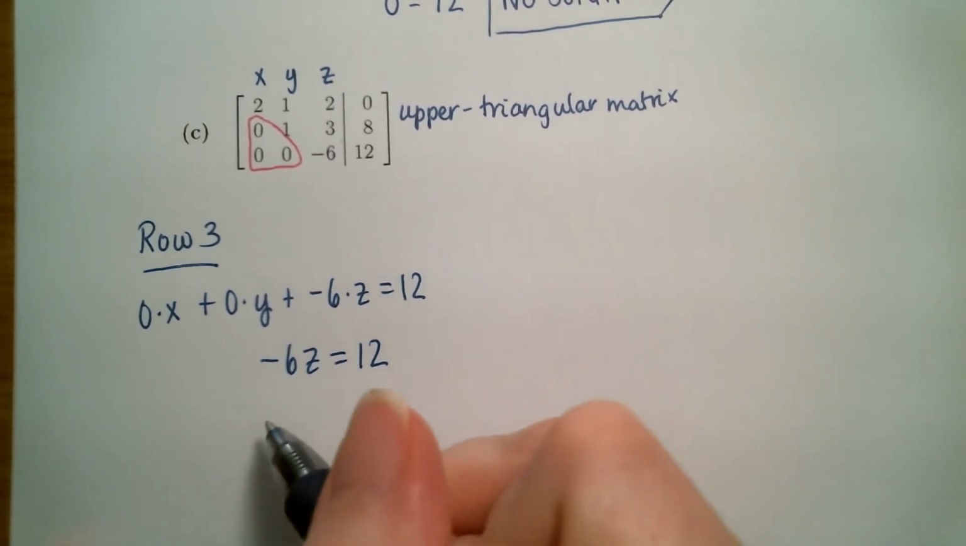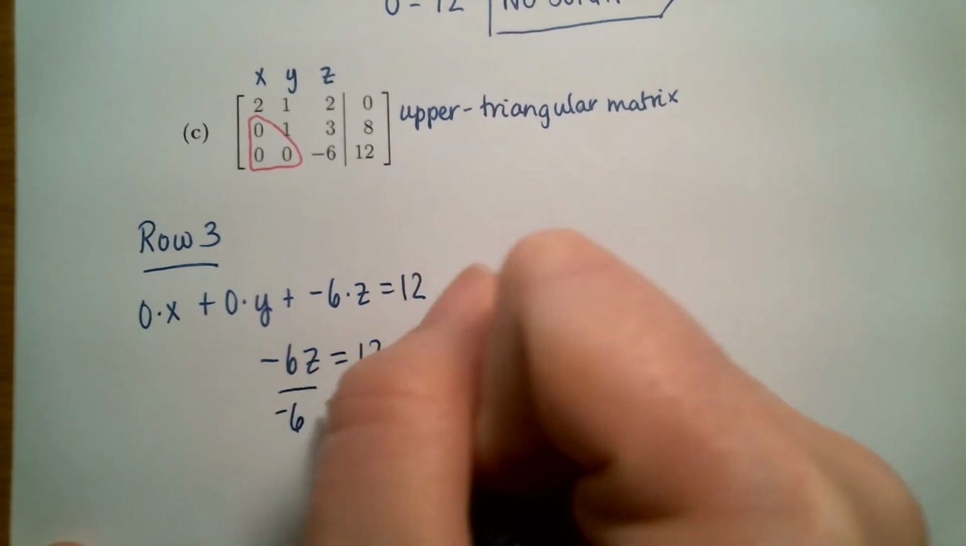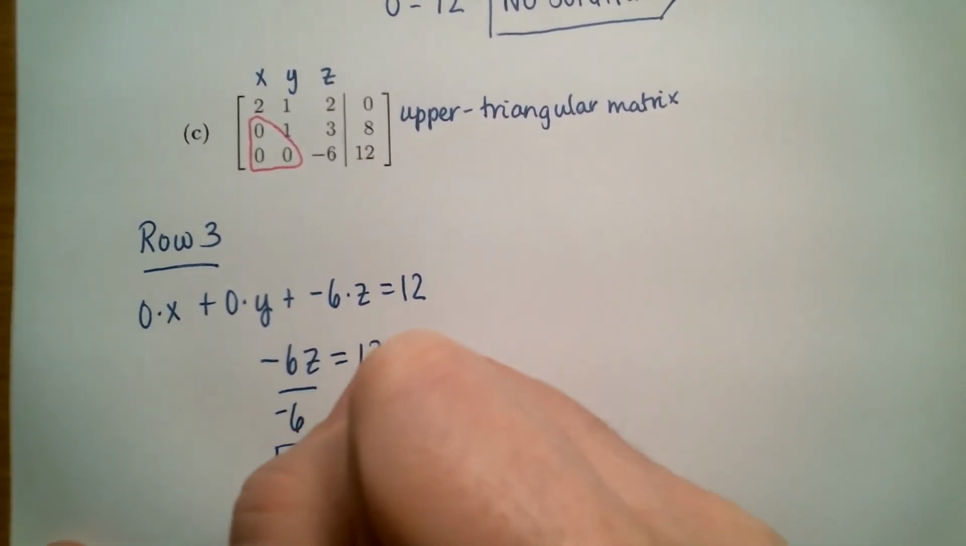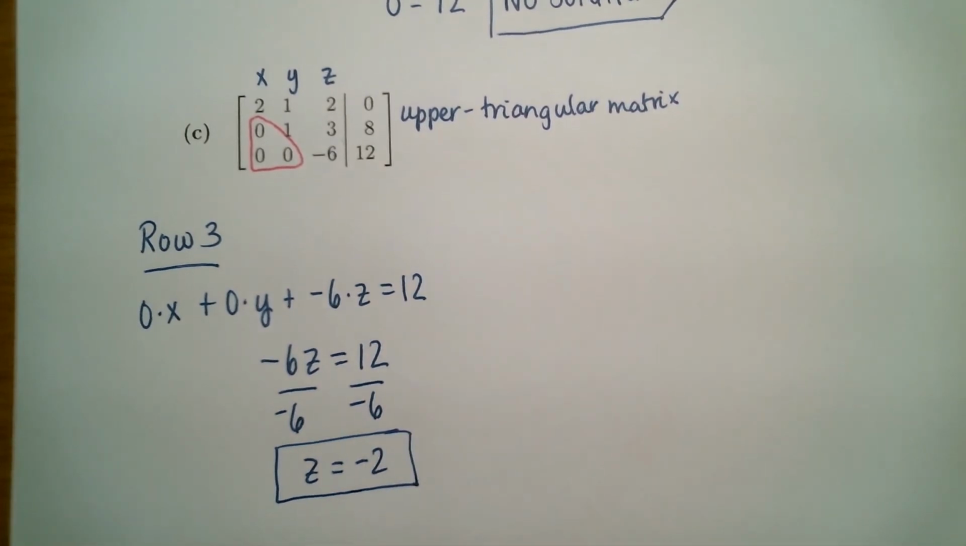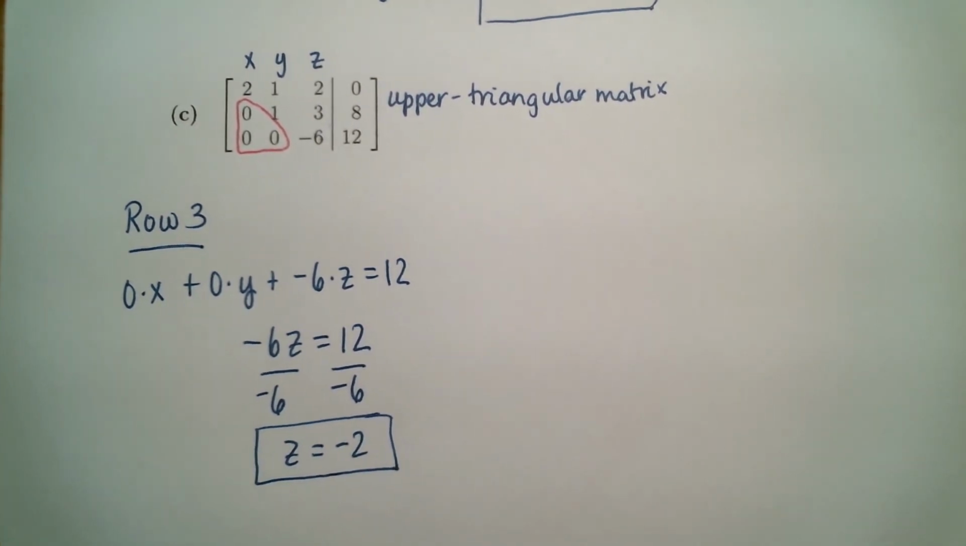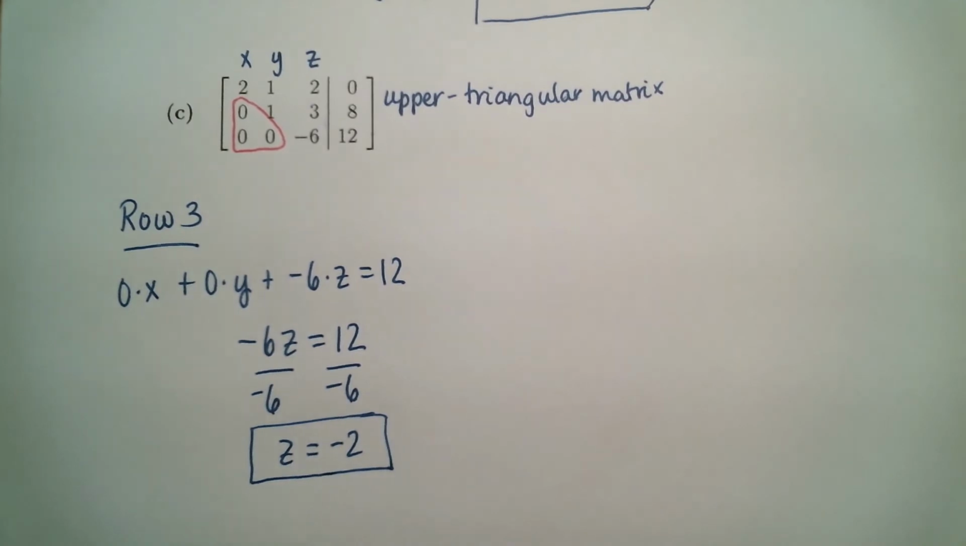Okay, -6 times z. Divide both sides by -6 if you want z by itself. Boom, z has to be -2. So that was pretty fast, and we got that. We didn't do any kind of row operation. We just translated the bottom row into an equation, and we were able to solve for z. Like I said, we're working from the bottom of the matrix to the top.